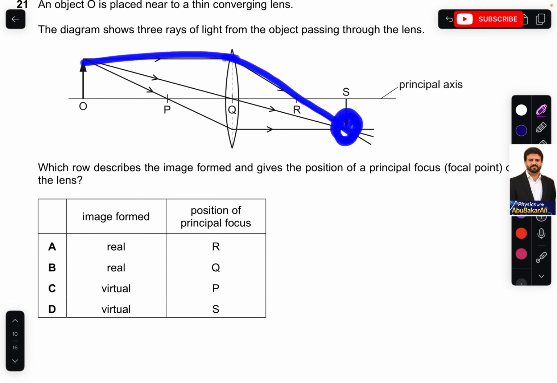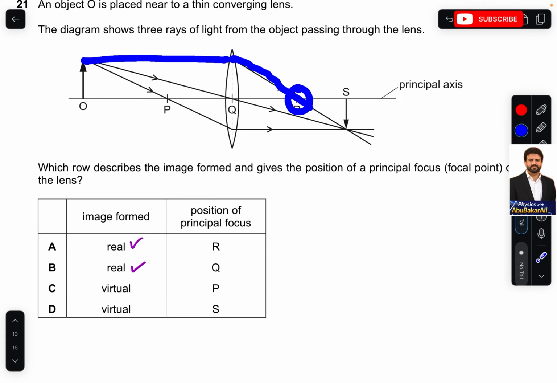So it is the real image. So you have to choose between A and B. Okay. Secondly, we know the rule. Whenever this parallel ray of light passes through the lens and where it crosses the principal axis, that point is the focal point. So this point is the focal point.